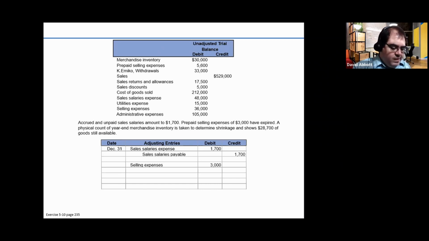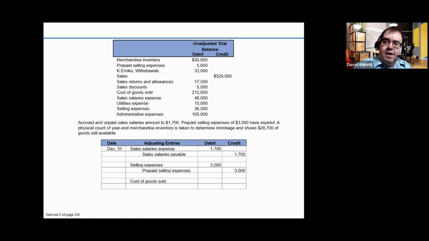And then you have prepaid selling expenses of $3,000 that have expired. So you will debit the selling expenses $3,000, and then credit the prepaid selling expenses $3,000. Again, you're adding to your expenses with a debit, and in this case we will credit the prepaid selling expenses because prepaid selling expenses is an asset, similar to prepaid insurance. But now that we've used it, we credit it to show that.